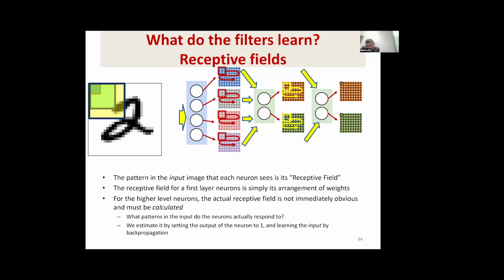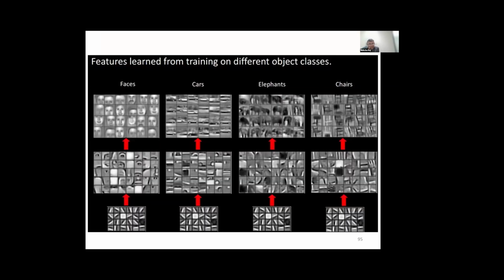For any given input, to determine which pattern in the input any neuron responded to, you would have to perturb the input and see if this is perturbing the output. And based on the derivatives, you must determine the pattern that it responded to, so that the receptive field for the higher level neurons must be obtained through backpropagation. And so here's some example of the kind of things that a CNN learns. This is from Hinton's original paper and AlexNet. This is a single model that has been trained to recognize different kinds of classes.